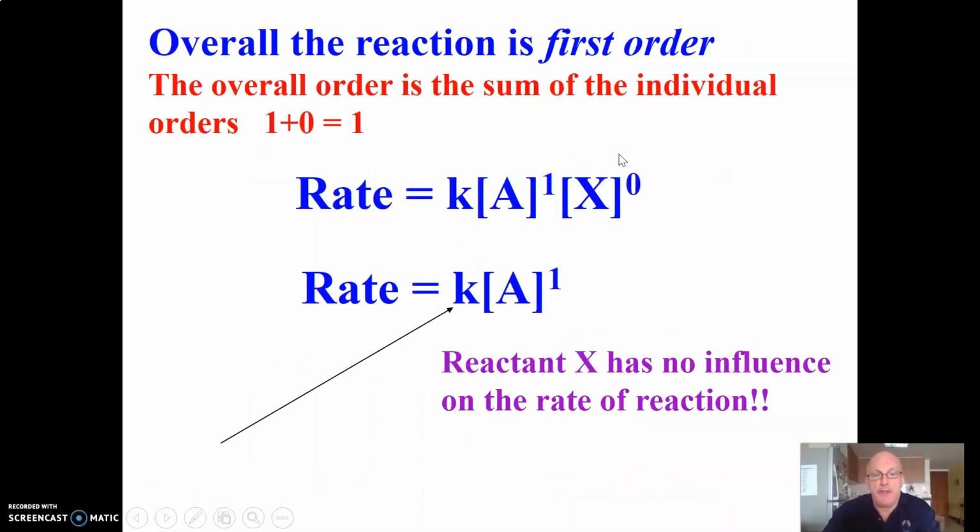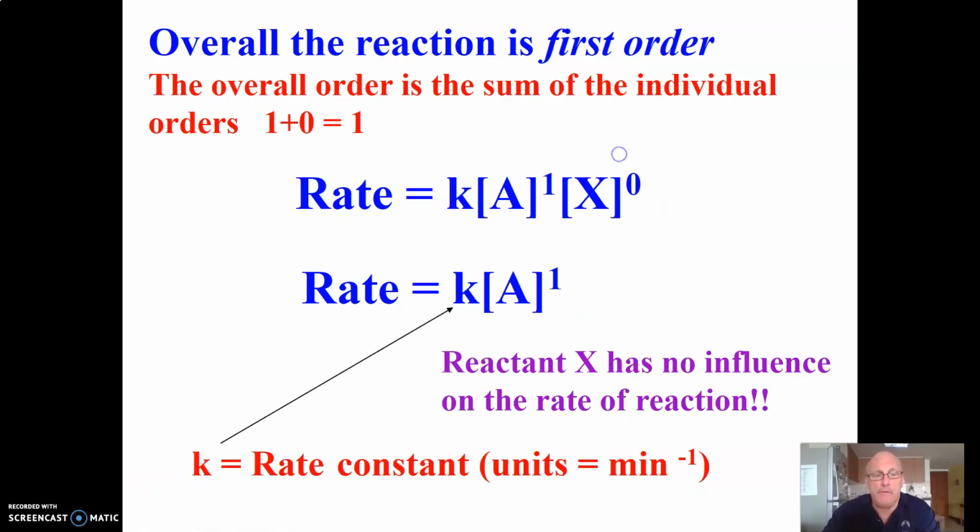Now we can say that the combined rate law, the overall rate law, is rate is equal to the rate constant for the overall reaction times A to the 1 and X to the 0. And because that comes out to be 1, I can ignore it. And therefore, the overall rate law is rate equals k times A to the power of 1. Reactant X has got no influence on the rate. It's not included in the rate law. And the rate constant here is, of course, per time, as you worked out earlier on. Okay? Overall order is the sum of the individual orders, which in this case is 1.